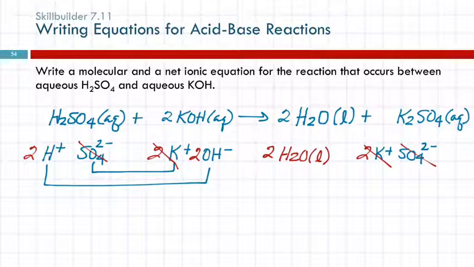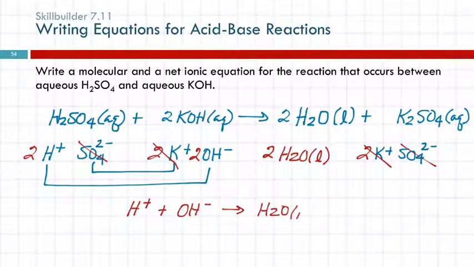So what's left after we got rid of the spectators? Hydrogen ion plus hydroxide ion makes water. Most neutralization reactions have that same net ionic equation. H plus OH minus gives H2O. I probably should have put state symbols in there.